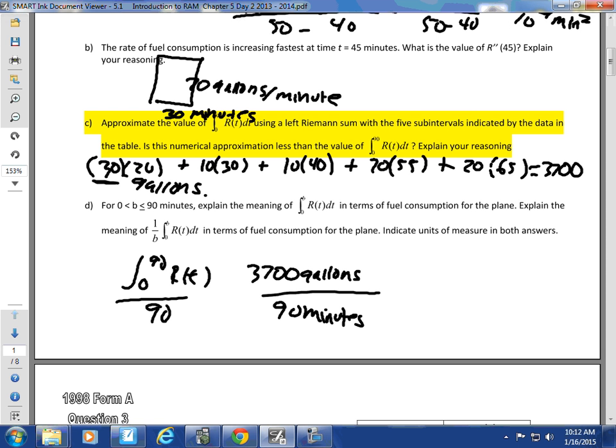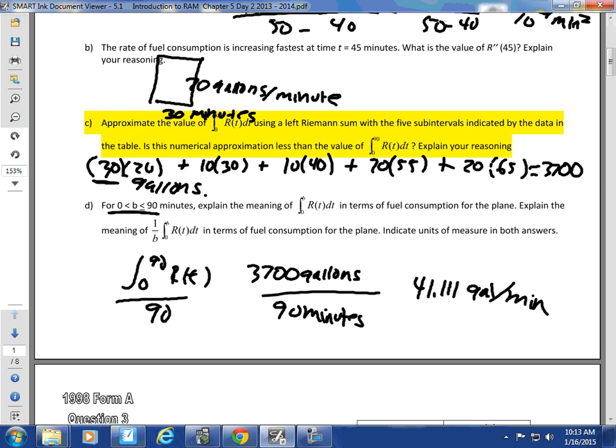Give me a decimal approximation for 3,700 over 90. 41.111 gallons per minute. What did we just calculate? The average rate. On average, we'd be using about 41.111 gallons per minute to get this done. I just used the number they gave me, and I related it back to the previous problem. Okay. So that I didn't answer their question yet.